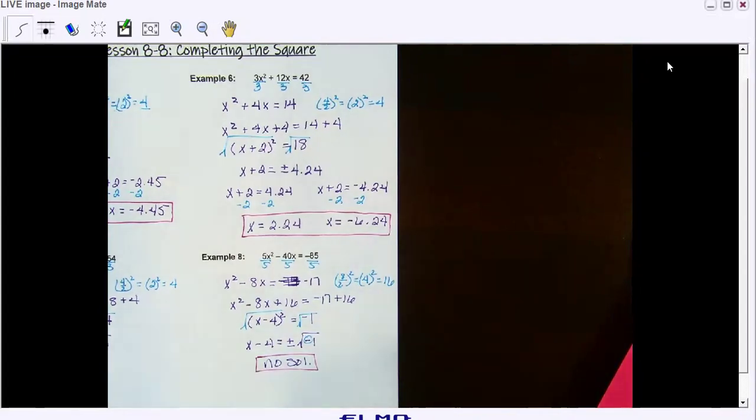All right, so that concludes lesson 8-8, completing the square.